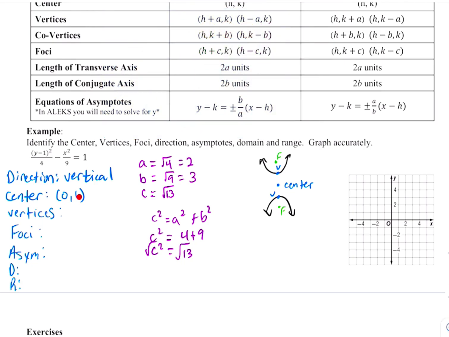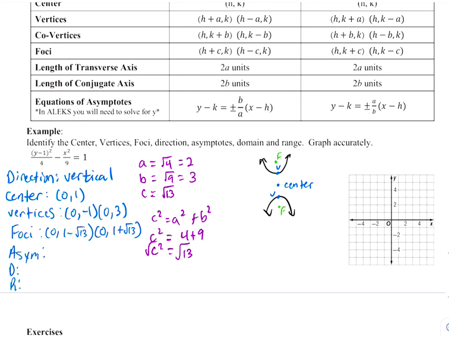So 1 minus 2 is -1, and then 1 plus 2 is 3. And then the foci are also above and below our center point, so we're going to be adding and subtracting our C value to the Y of our center. So again, the x stays the same, so I'm going to have 1 minus the square root of 13, and then 0, 1 plus the square root of 13.